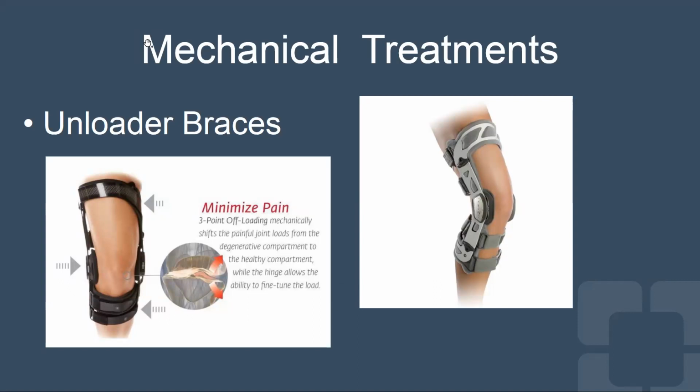You cannot get these off the shelf. I will show you something in a second you can get off the shelf. The unloader braces we get fit for you because they have to measure your quad and below the knee joint, right around your calf. But this just shows how it applies forces to unload the joint. It mechanically shifts the painful joint loads from the degenerative compartments to the healthy compartments. And then the hinge allows the ability for fine-tuning that load. So we do see some patients with this. I will tell you, sometimes it's more of a compliance issue, because it's so bulky.